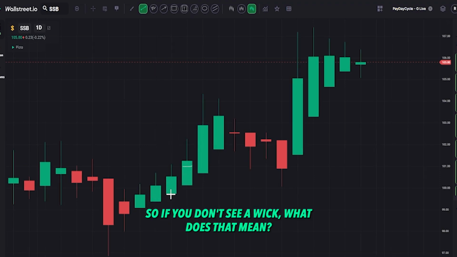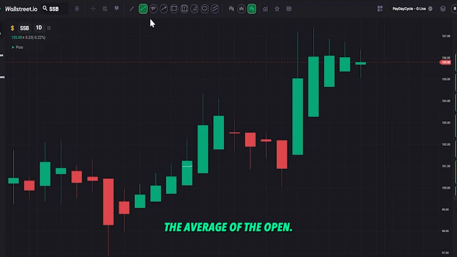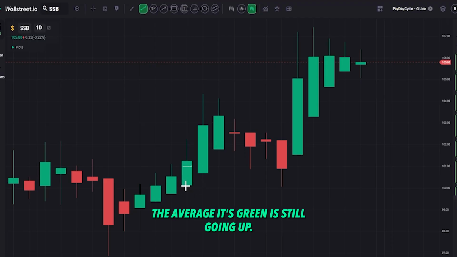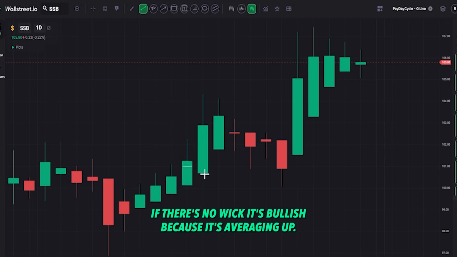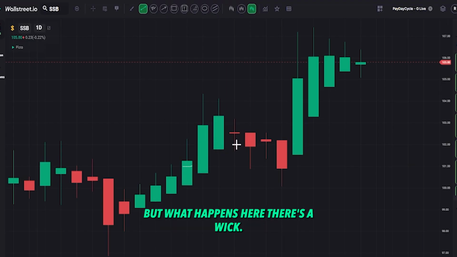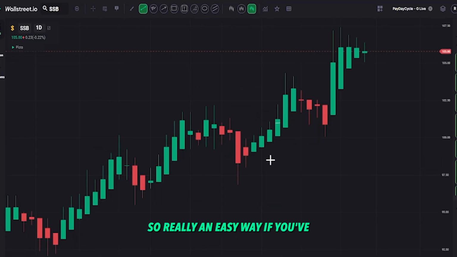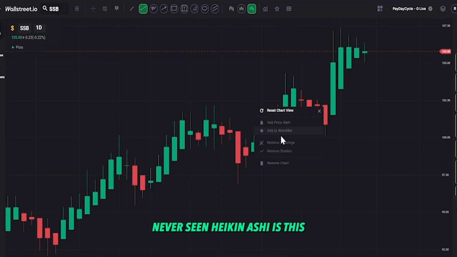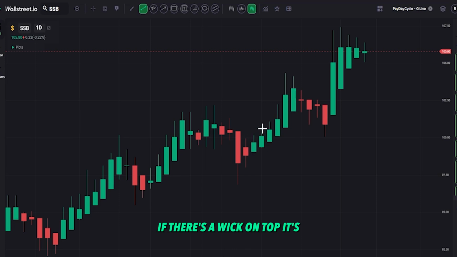So if you don't see a wick, what does that mean? The average of the open, the average, and it's green, is still going up. If there's no wick, it's bullish because it's averaging up. But what happens here? There's a wick. Oh, there's a huge change in the average. So really, an easy way, if you've never seen Heiken Ashi, is this. If there's a wick on top, the wick points to the trend.